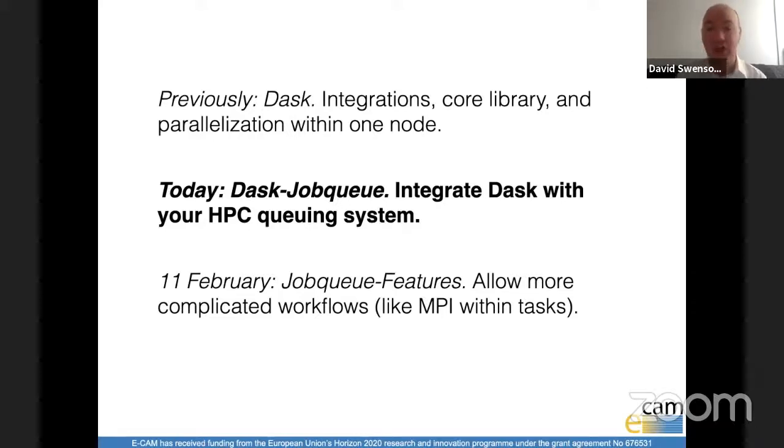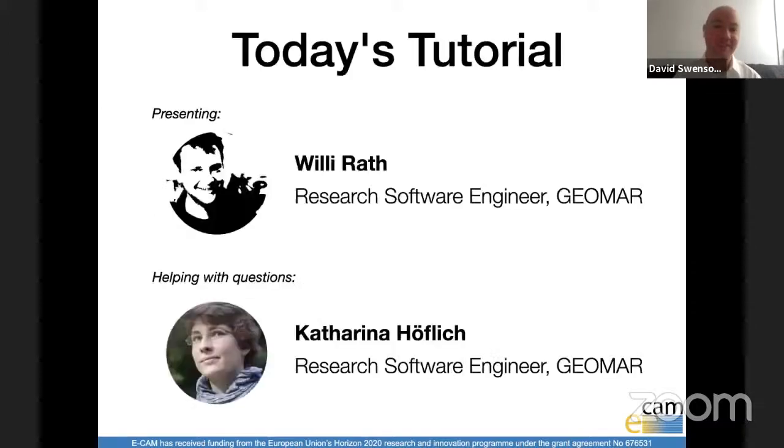Now, next week, we're going to talk about Job Queue features. So Dask Job Queue, of course, builds on Dask. Job Queue features builds on Dask Job Queue to allow some more complicated workflows like MPI within tasks. So this is sort of the levels of things that we're talking about here.